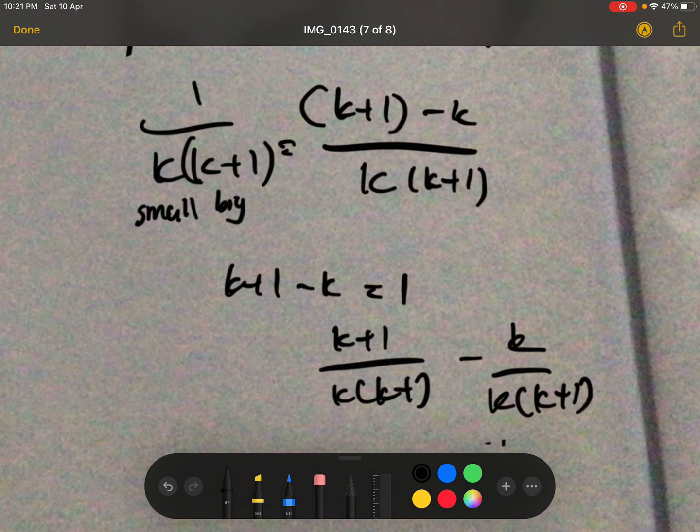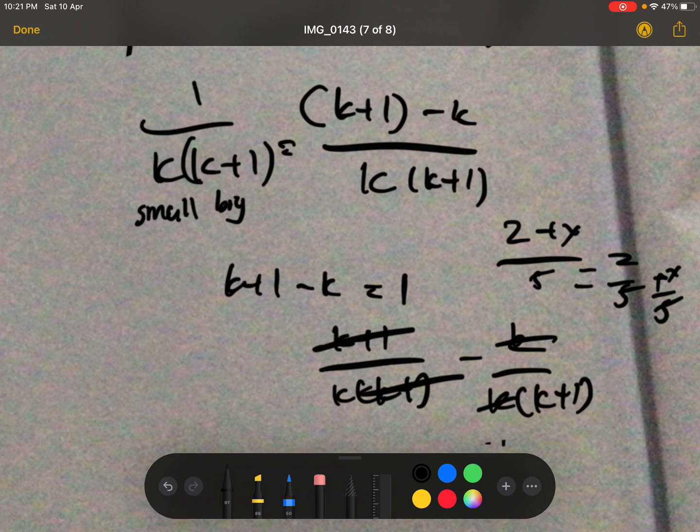Why separate? Because you can separate them. If it's like 2 plus x over 5, then you can write it as 2 over 5 plus x over 5. Same thing with here. And then cut out the common factor, so you will get 1 over k minus 1 over k plus 1. You just need to be careful though, because sometimes instead of 1, you might get 2. But here it is 1.